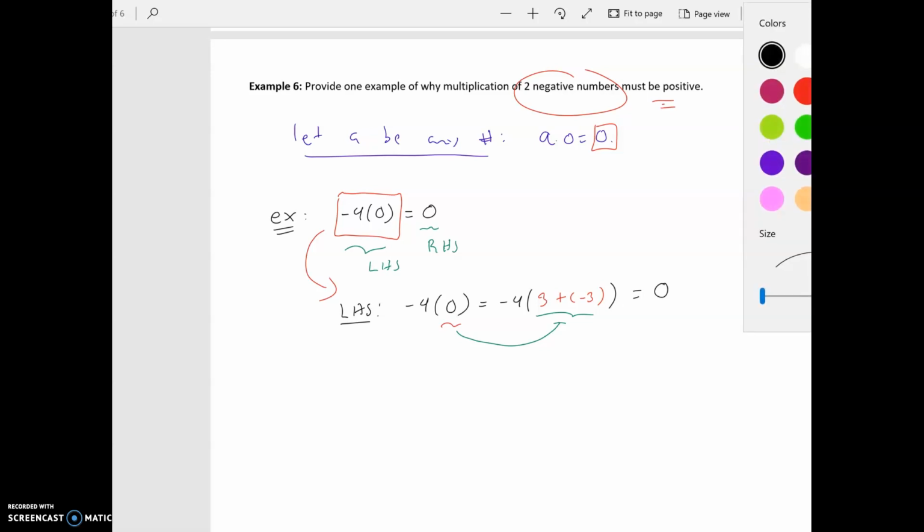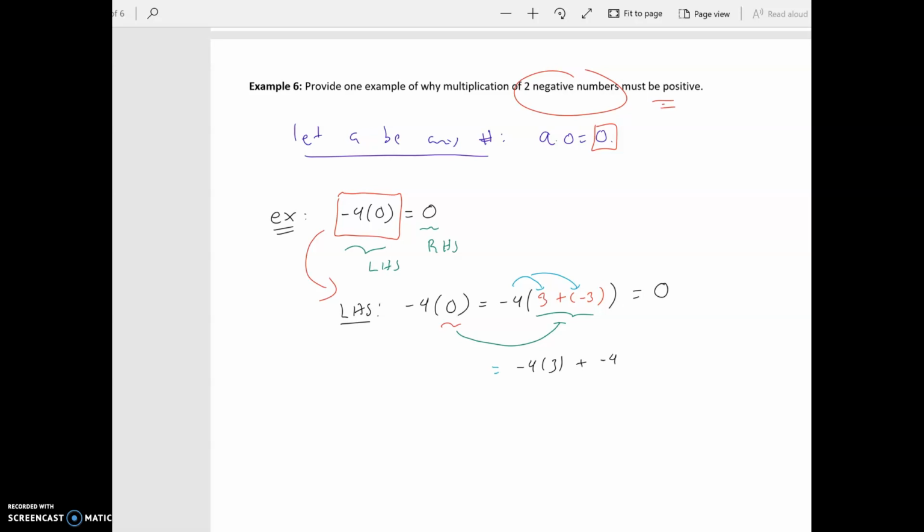Next, I'm going to use the distributive property and multiply those two. I'm still working on the left-hand side, and on the left-hand side you're going to have -4 times 3 plus -4 times -3, and this has to be equal to 0. This is because of our original premise. I'm going to box that in so that it's clear what we're working with.